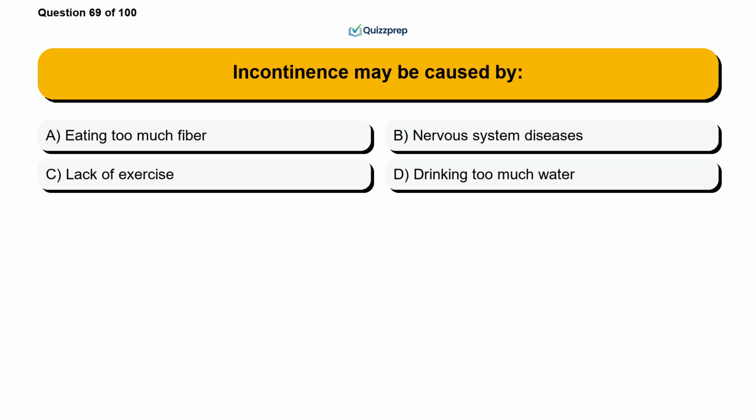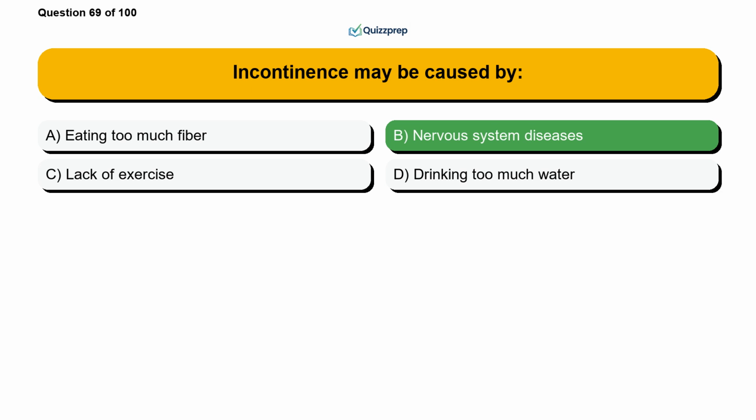Question 69. Incontinence may be caused by option A, eating too much fiber. Option B, nervous system diseases. Option C, lack of exercise. Option D, drinking too much water. The correct answer is option B, nervous system diseases.